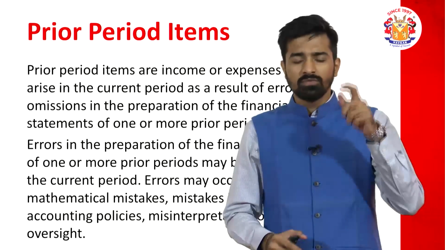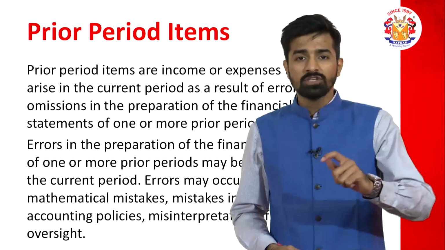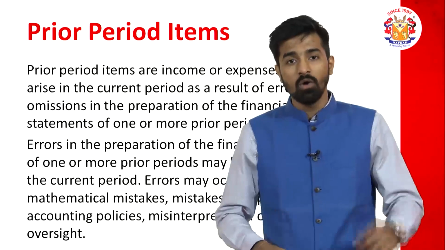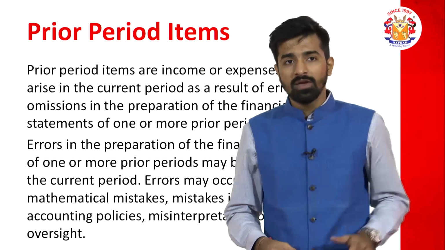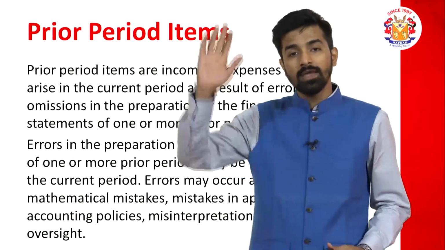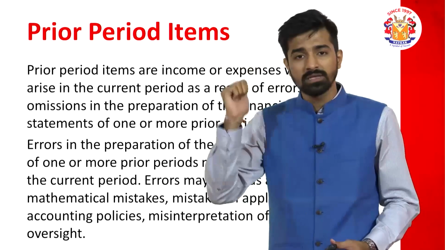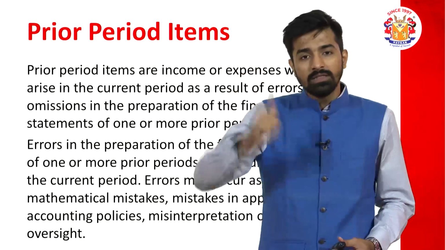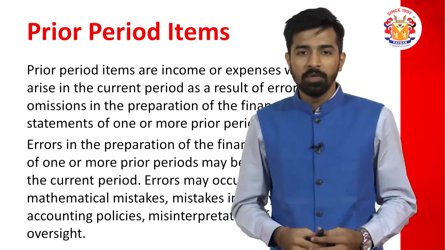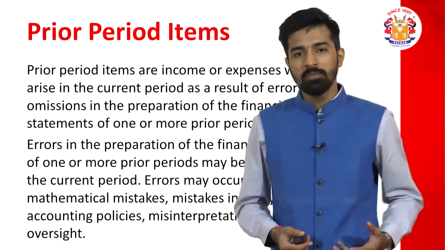That because of those income or expenditures, that is gain or loss, which are occurring in the current financial year, current period, as a result of errors or omissions, that is the bad deeds or the good deeds that you have done in the past, as a result of errors or omissions in the preparation of financial statements of one or more prior period. So through this way you can remember what is prior period items.